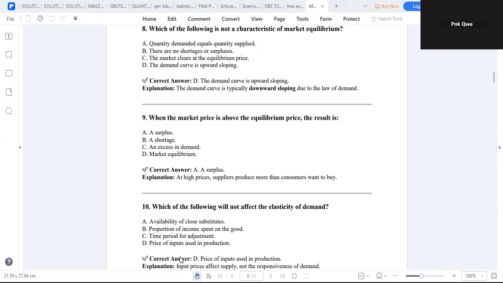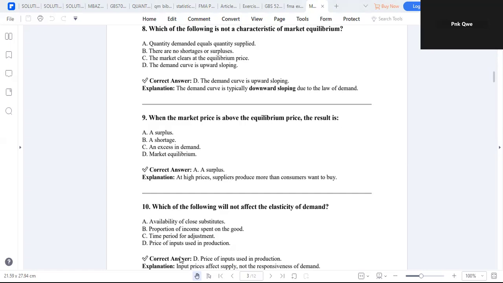For instance, if apples are priced at 200 kwacha when the equilibrium is 150, the unsold stock accumulates. People will not buy. So our answer in this case is that when the market price is above equilibrium, the result is a surplus. At high prices, producers will supply more. Is that clear?